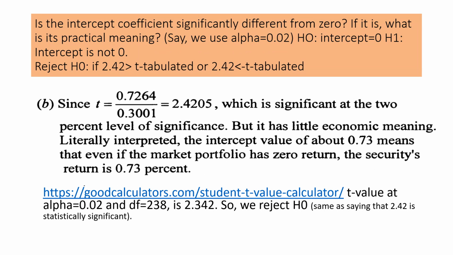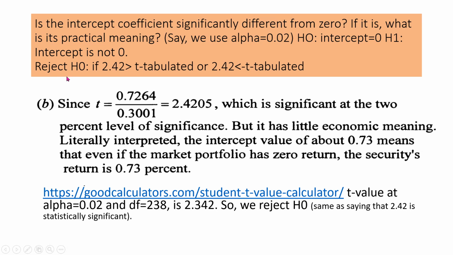Now coming back to part B, which I have copied here. Part B of the question is: is the intercept coefficient significantly different from 0? If it is, what is its practical meaning? It means that first of all we need to test whether the intercept is equal to 0 or not. So this is a two-tailed test, right? Equal to 0 or not equal to 0. So the null is the intercept is 0, the alternate that the intercept is not 0. So this is a case of equal to and not equal to, which is always two-tailed.